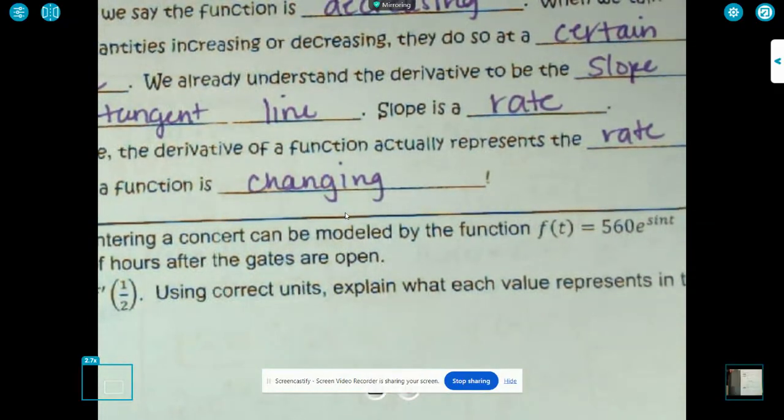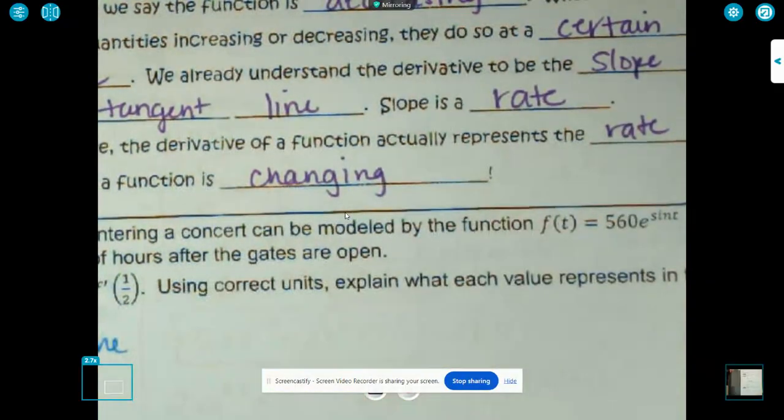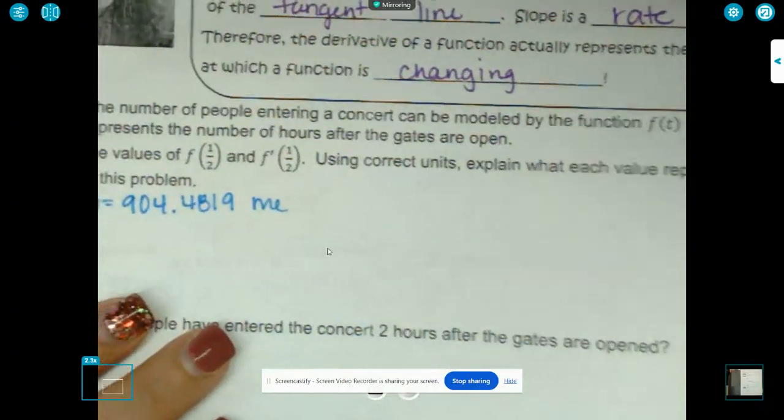Okay, that means, you can't see it. I'm sorry. Thank you. Appreciate it.